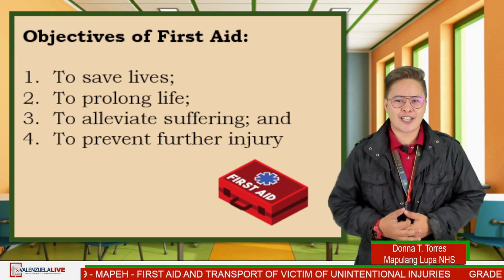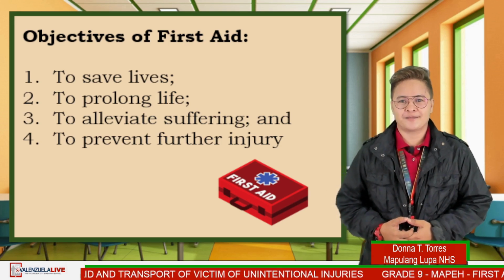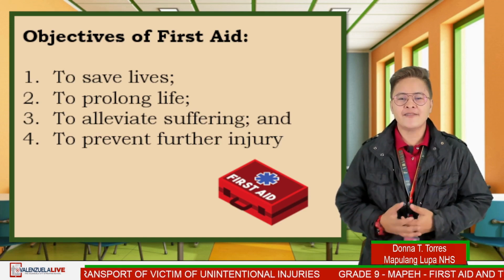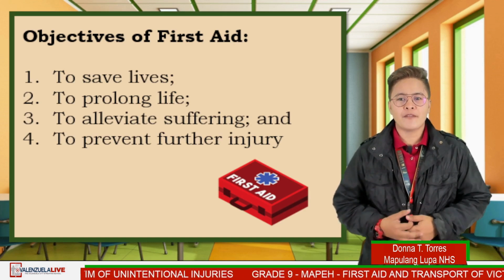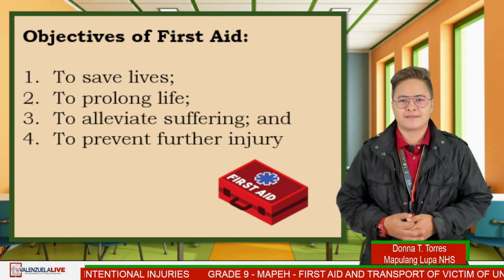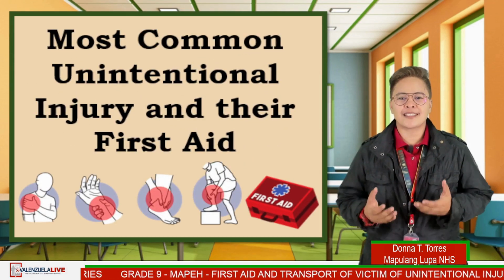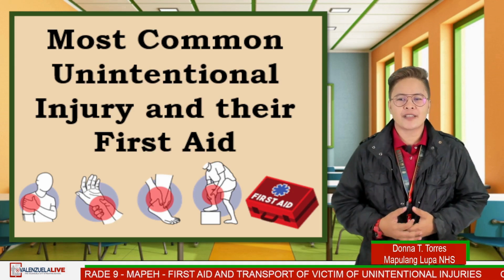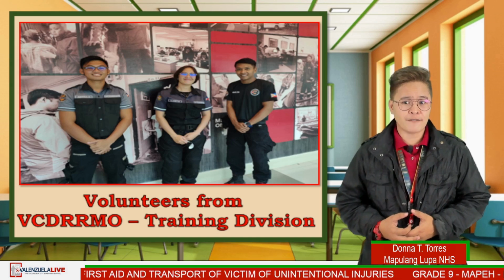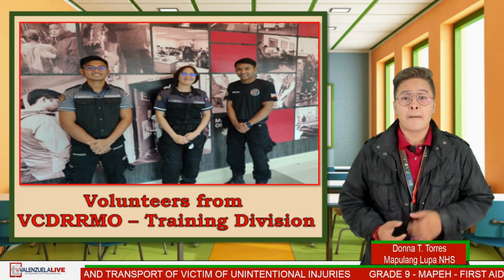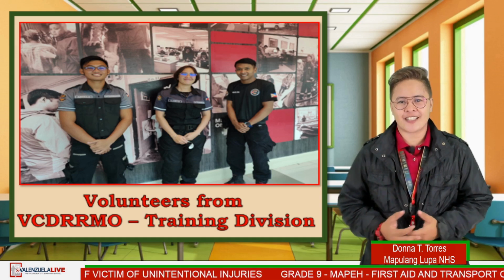In your previous discussion, you have also learned the following objectives of first aid: to save lives, to prolong life, to alleviate suffering, and to prevent further injury. Today, let us find out the most common unintentional injuries and their first aid as our volunteers from the Disaster Risk Reduction Management Office demonstrate them. Plus, some first aid tips for accidental injuries.